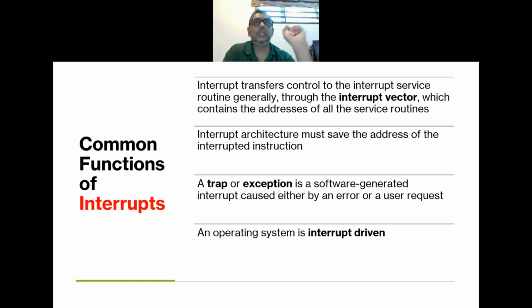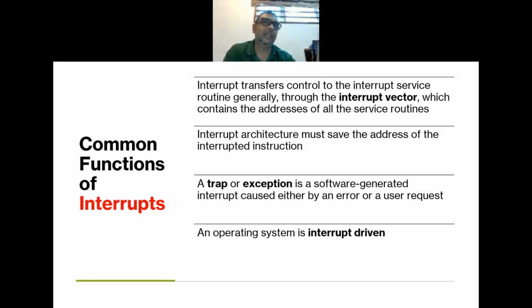And what should the CPU do? The CPU will refer back to the vector. What is the vector? An address. What is inside the address? The address contains instructions of what to be done. Example, let's say the printer has some problems.